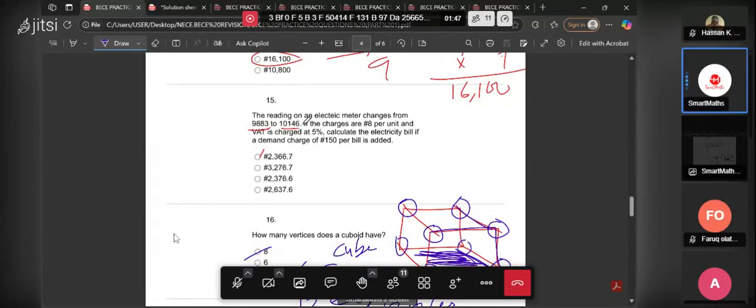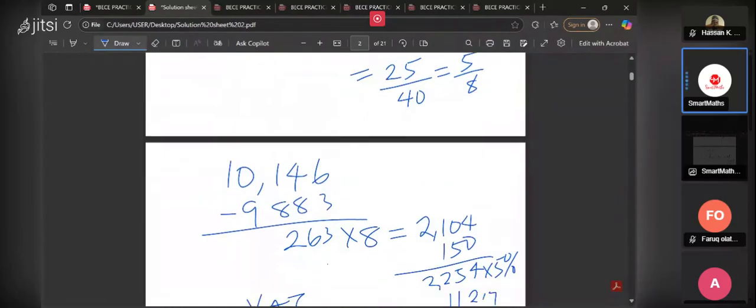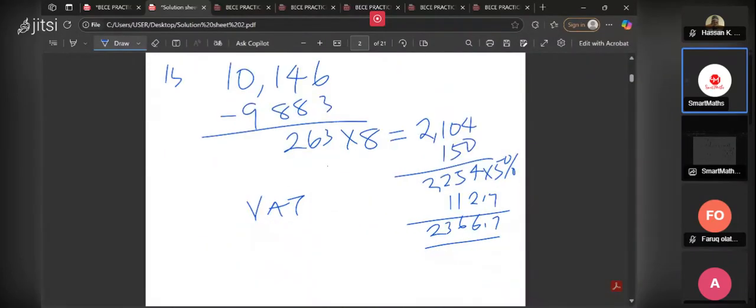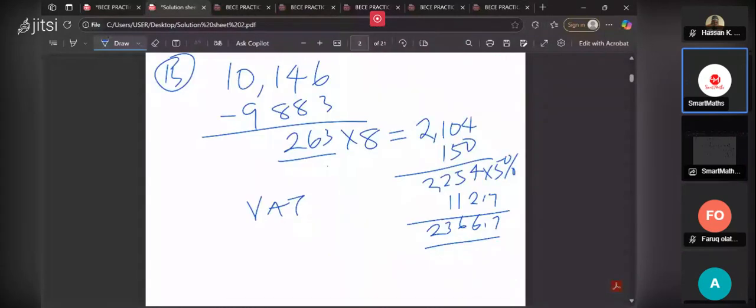So what that means is that the previous reading is 9,883, while the current reading is this. So we find the difference between the two. That's what I did there. This is question 15. We find the difference. That gives us 263, and 1 unit was charged 8 naira. So multiply by 8, we got 2,104.